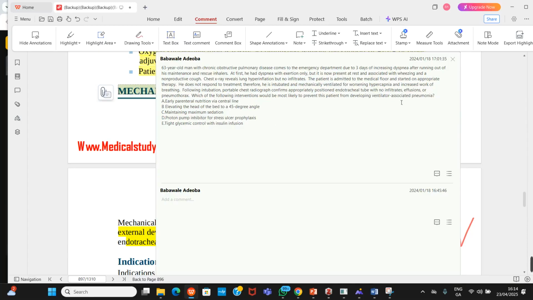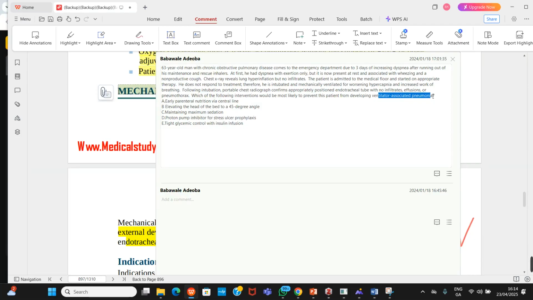Anybody wants to try? Let's just make a guess. B. B, yes. Yeah, B makes sense. Elevate the head of the bed so that they don't aspirate. If we don't elevate, they can aspirate.